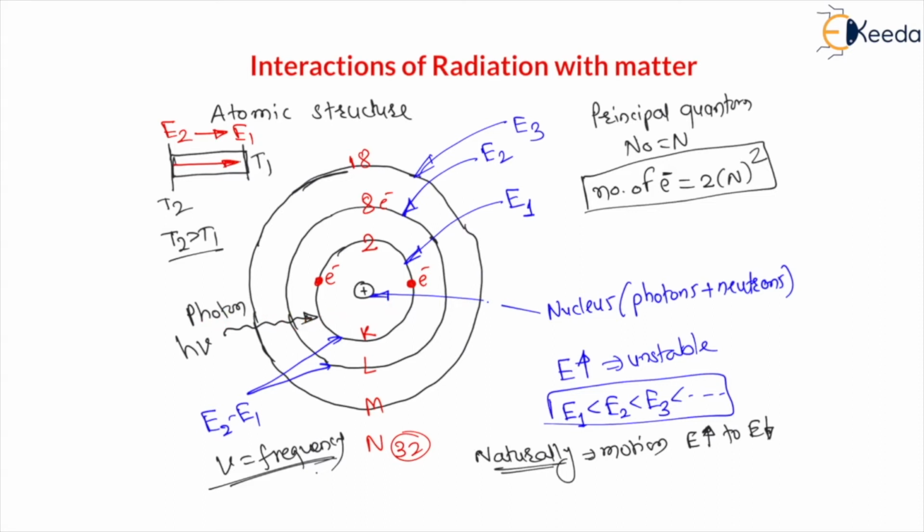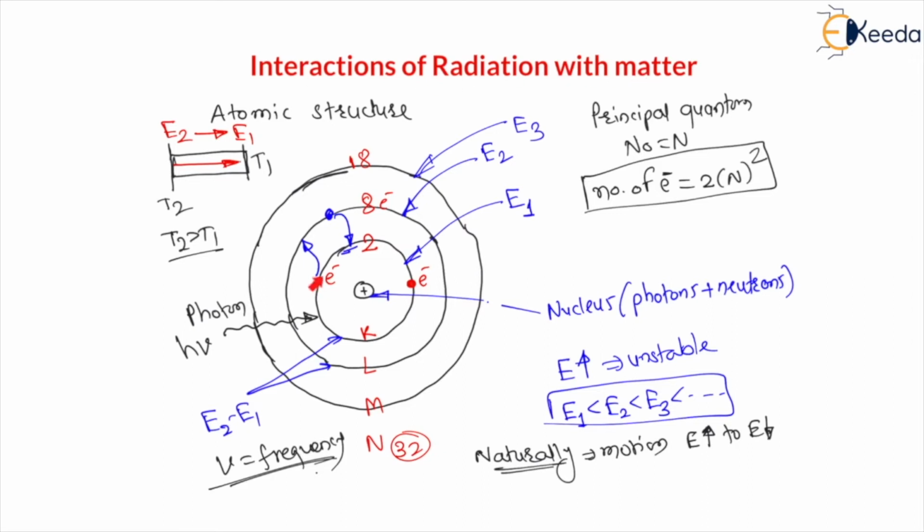Whenever I supply an external photon of energy h nu, where nu is the frequency of radiation, if this h nu is equal to the difference of the energy levels E2 minus E1, then there will be an electronic jump between orbits. Means the electron from the lower energy level will jump to the higher energy level, or the reverse may take place, that is, the electron from the higher energy level may jump to the lower energy level. There may be a jump in both directions depending on the principle. These electronic jumps from one orbit to another orbit are known as interaction of radiation with matter.